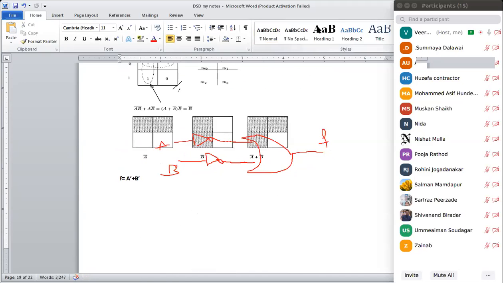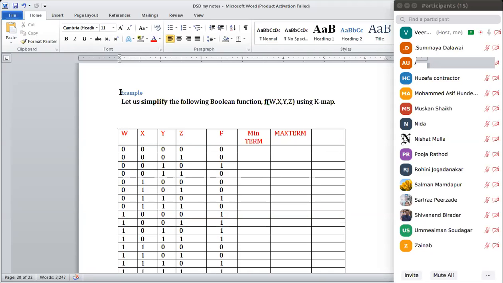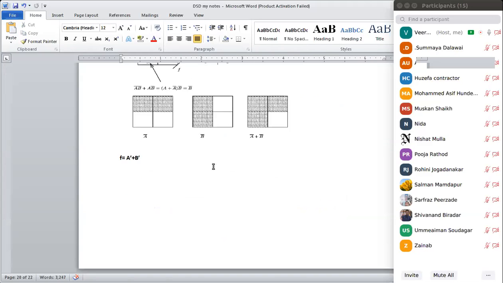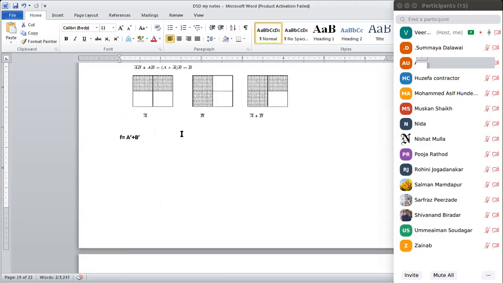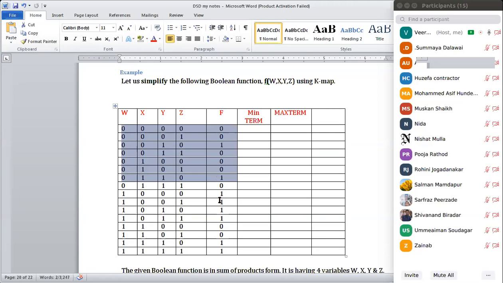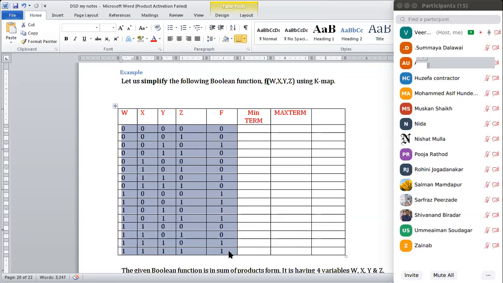Okay, now let us go for three or four variables. Let us take an example of four variables. So let us simplify the following Boolean function f of w, x, y, z using K-map. Now instead of going for m0, m1, m2, we have already been provided with the truth table here. The truth table is already available.